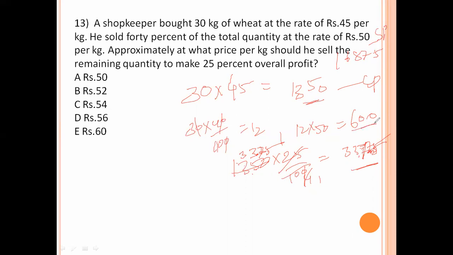Already 600 rupees has come from this sale. How many kilos remain? Remaining: 30 kilos minus 12 kilos means 18 kilos remaining. He wants to sell these for 1087.5 rupees. So for 1 kilo, divide 1087.5 by 18.